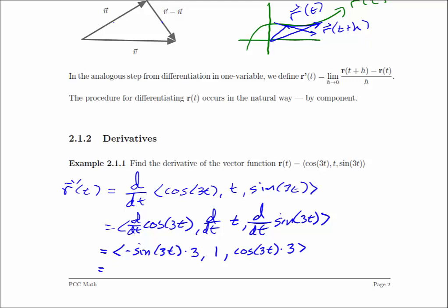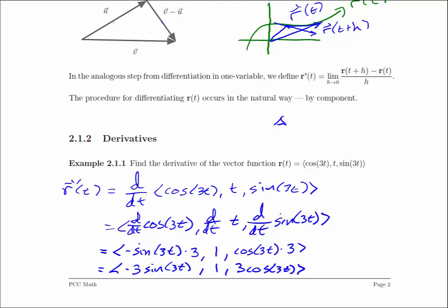And then I will just simplify this real quick. So I'll get negative 3 sine of 3t, 1, 3 cosine of 3t. Now, if we want to think about why we're able to do this component by component, what we really want to realize is the following.